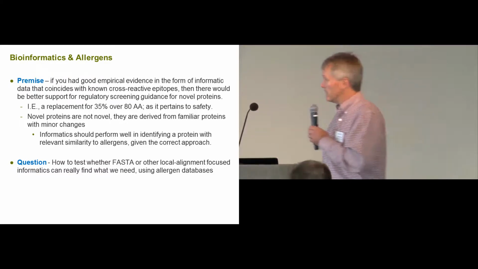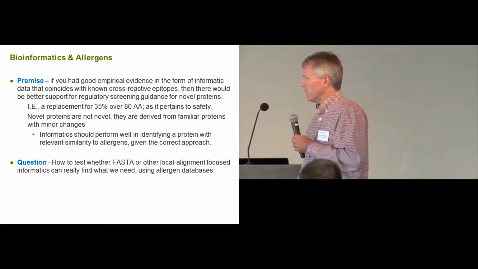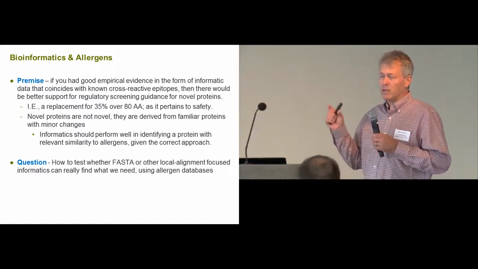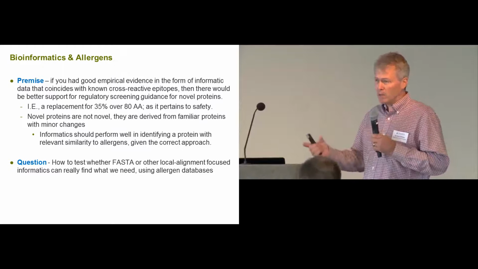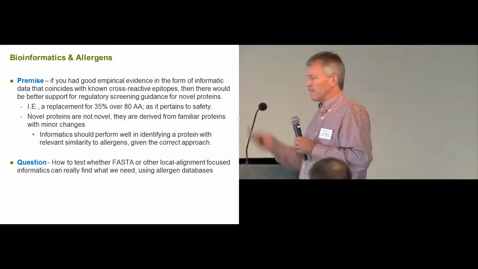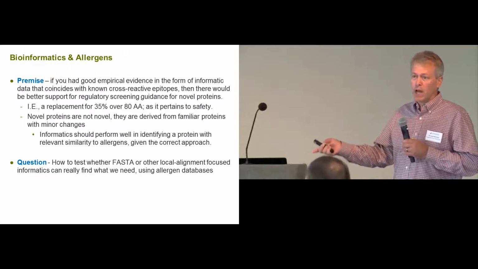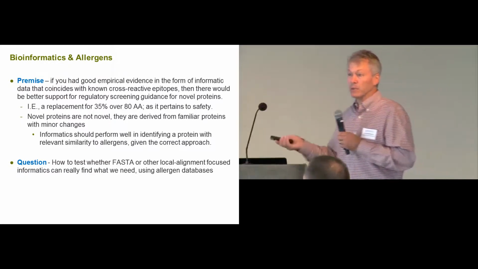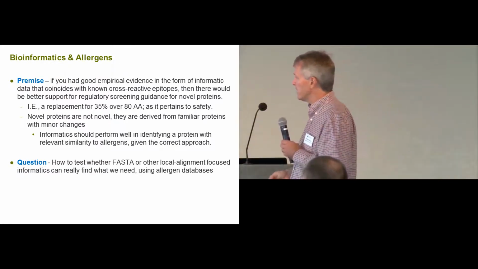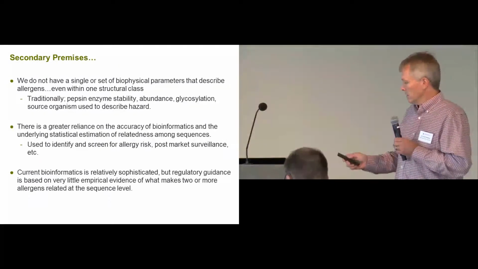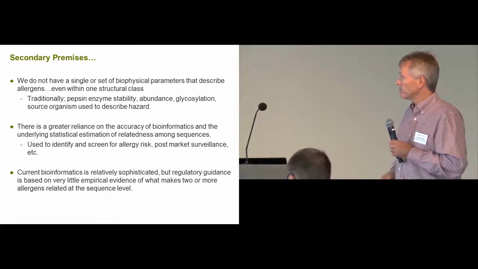I'm going to use FASTA, but it could be other local alignment focused informatics. There are much more sophisticated motif informatics you can do, but I have to work in a context in which the regulatory community can operate, and it's going to have to be something they're familiar with. So FASTA: can it find a level of similarity in known allergen groups that would make sense?